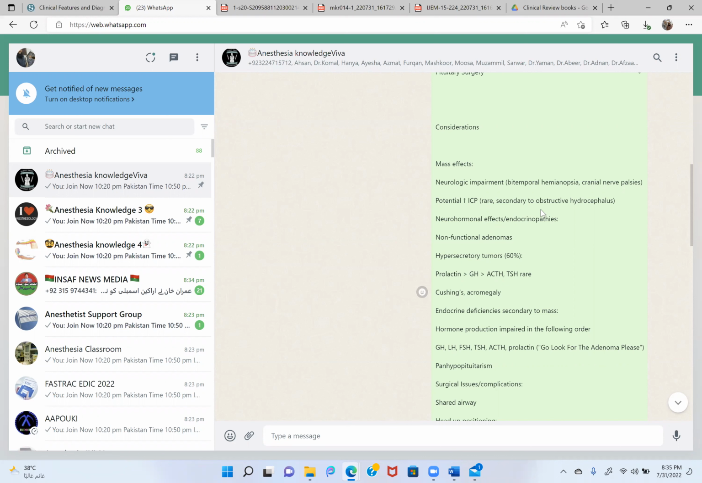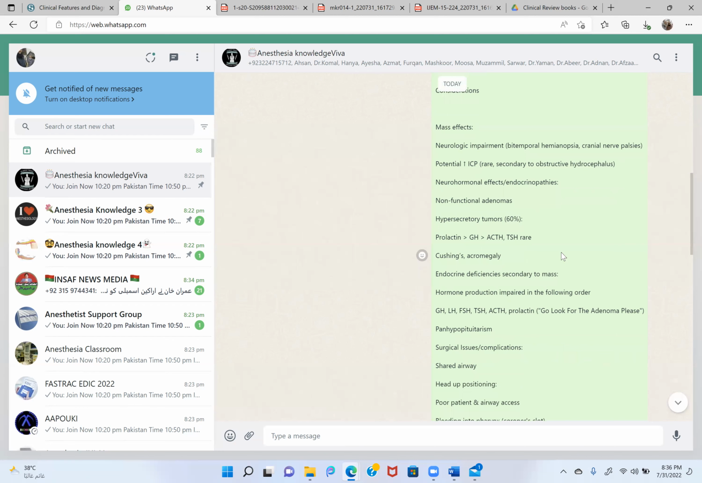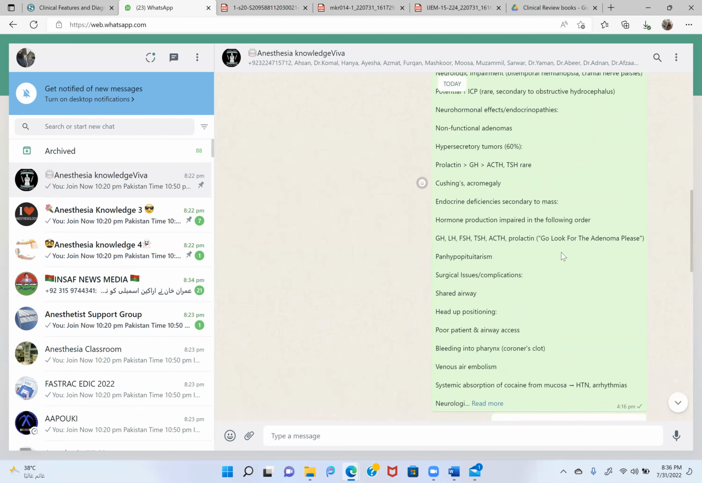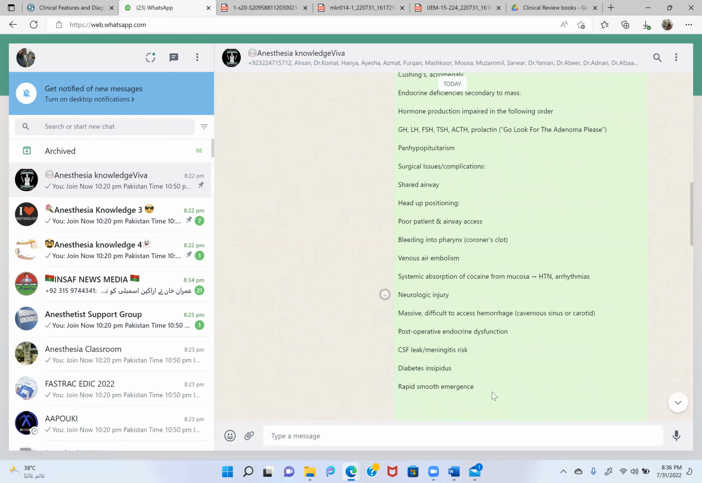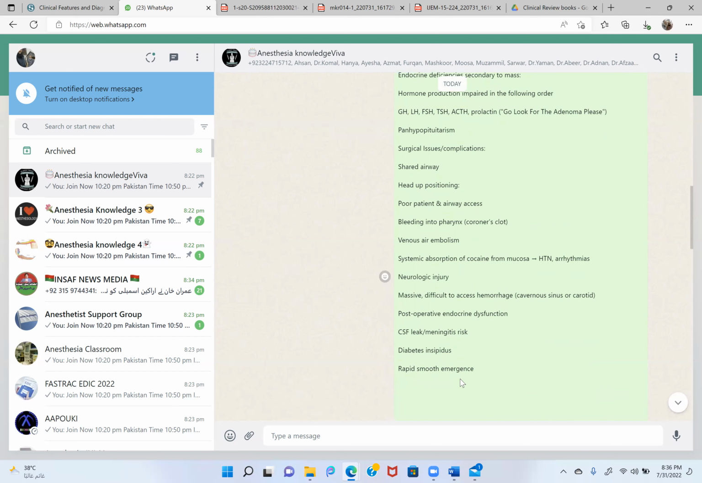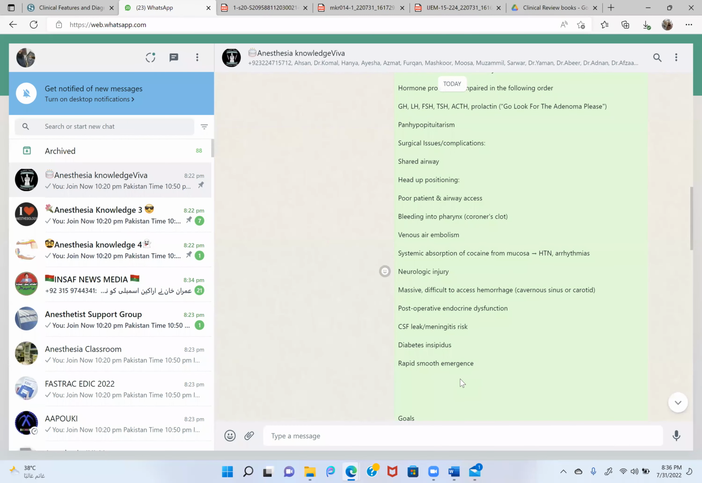Okay. Because these pituitary tumors are related to multisystemic things, you should know them. They have made a mnemonic about it. Look for the adenoma: growth hormone, LH, FSH, TSH, ACTH, prolactin. Okay. And sir, there are two more questions about the posterior pituitary. One is about diabetes insipidus. Second is about cerebral salt wasting syndrome. And third is about SIADH, whether it occurs in this or not.